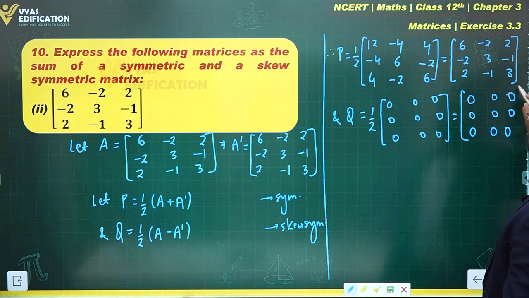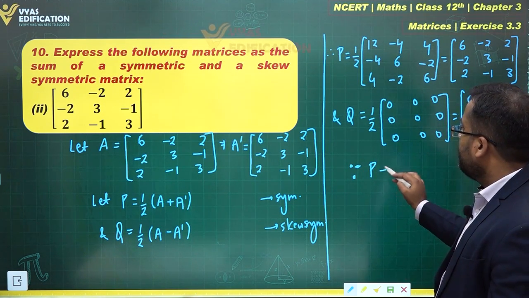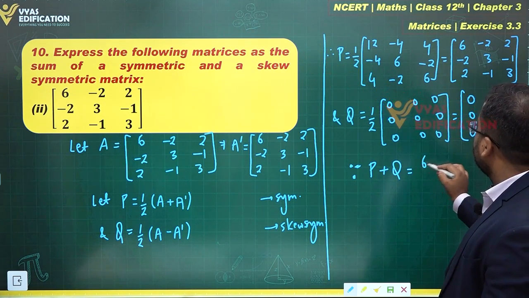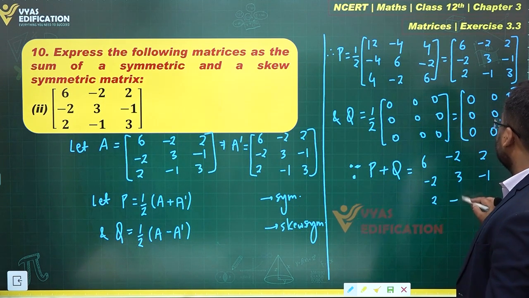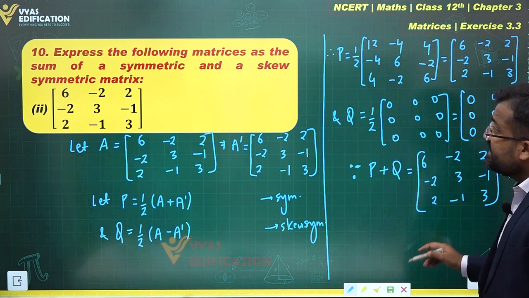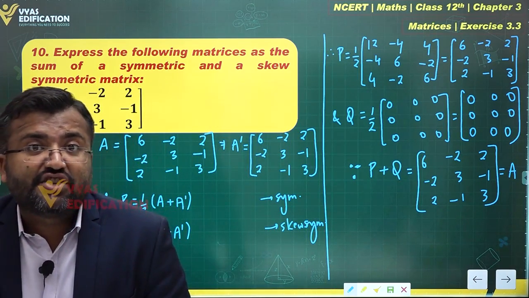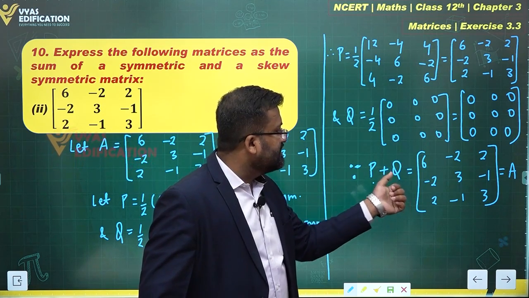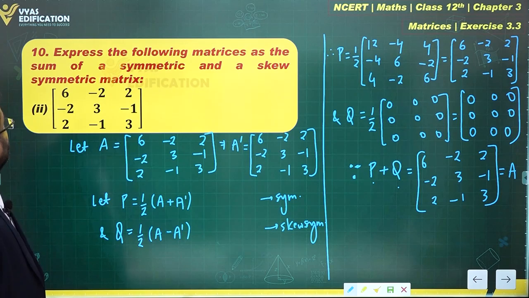this matrix over here. Therefore, can you observe that matrix P plus Q is equal to 6, minus 2, 2, minus 2, 3, minus 1, 2, minus 1, 3, which is the matrix A. Hence, have we expressed the matrix A as a sum of symmetric and skew symmetric matrix? Yes, this is the sum of symmetric and skew symmetric matrix over here. This is our matrix A, as you can observe clearly. Now this is part 2.